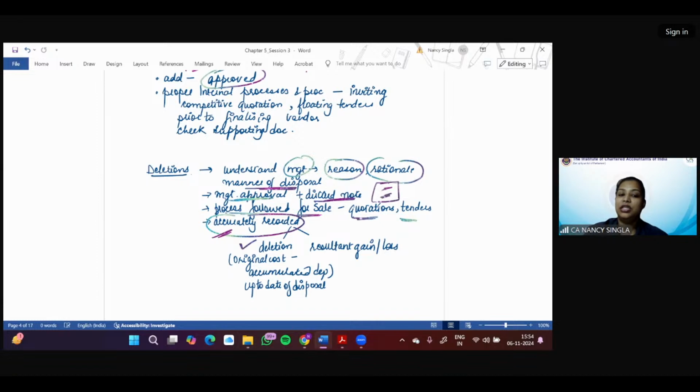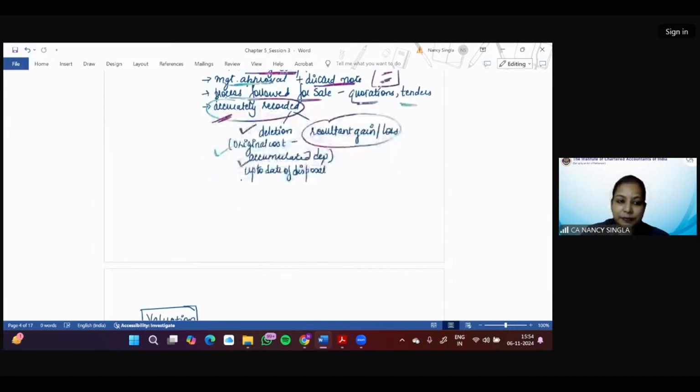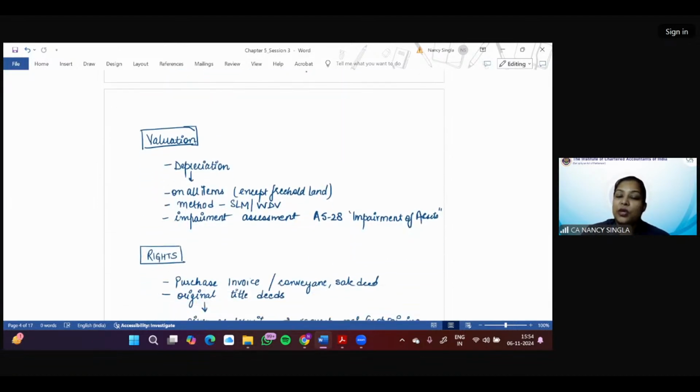Like with respect to deletion, what will be recorded? Original cost minus the accumulated depreciation up to the date of disposal, and he'll see whether the resultant gain and loss has been duly accounted for. Simple and very logical also, right? So this was with respect to addition and deletion.